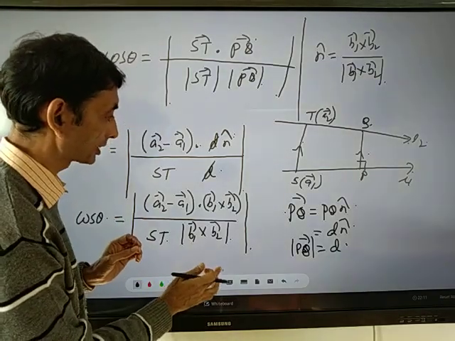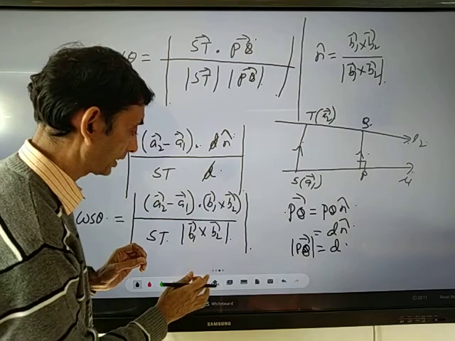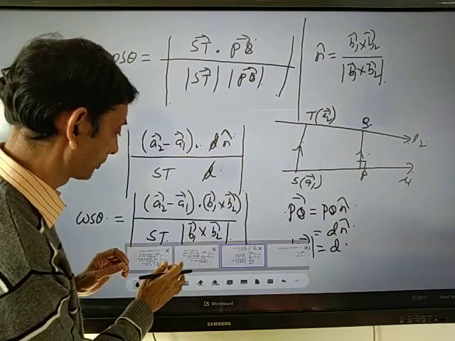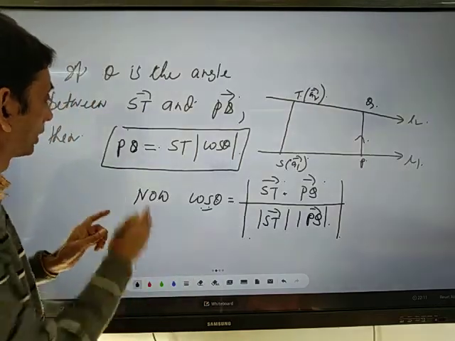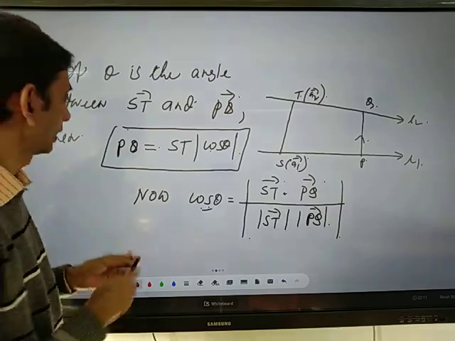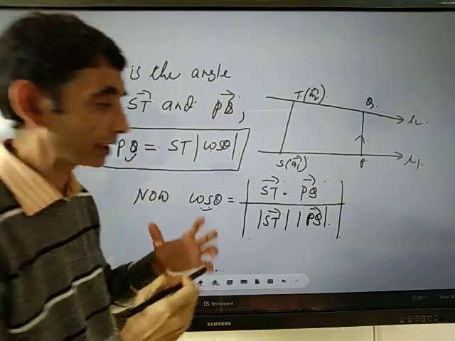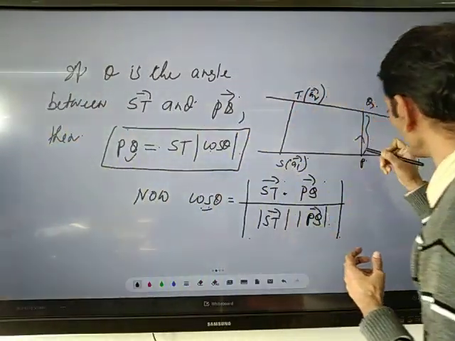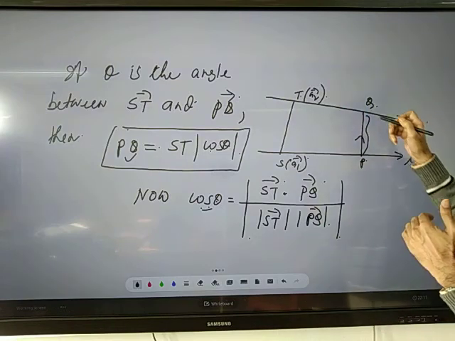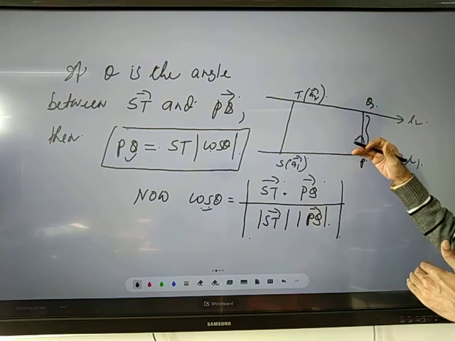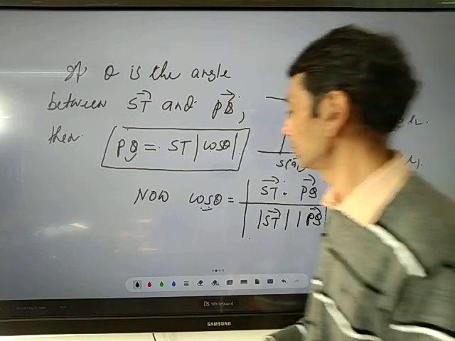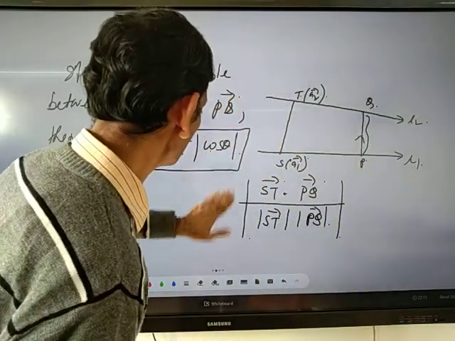Now we are going to use this. Let us move to the previous page. So we got the value of cos theta. Now we need to find out PQ. Actually, we need the value of PQ, that is the distance. This PQ is the distance between these two skew lines, right? We need PQ.